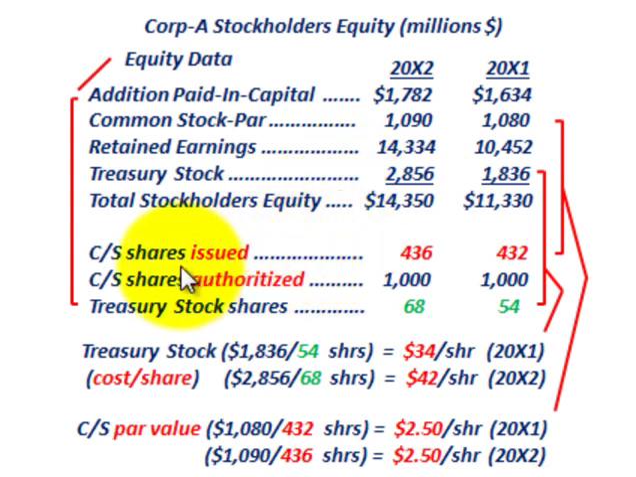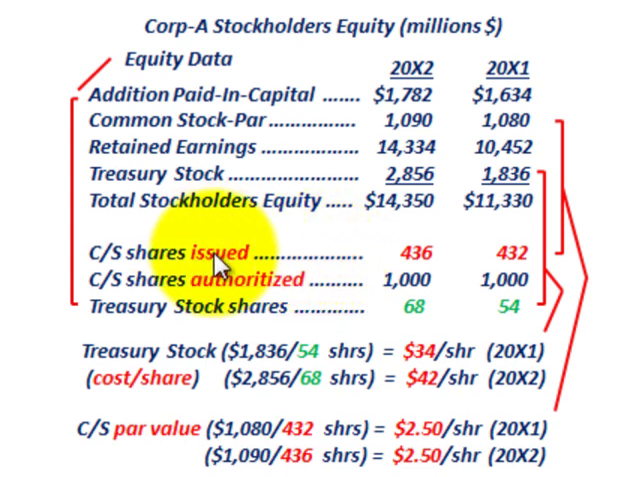Then the other thing we're given is the common stock shares: the number of shares issued, the number of shares authorized, and then the number of shares we have in treasury stock. What we want to look at is the cost per share for our treasury stock, and also the par value for our common stock.